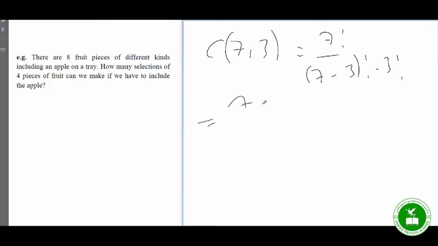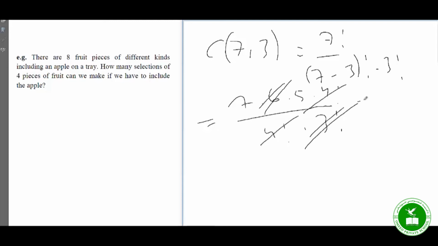So again, combination of 3 from 7 is equal to 7 factorial over 7 minus 3 factorial times 3 factorial, which is equal to 7 times 6 times 5 times 4 factorial over 4 factorial times 3 factorial. 4 factorial cancels, and 3 factorial is equal to 6. So 7 times 5 is 35. How many different choices do we have to select 4 pieces of fruit, one of which is the apple, from these 8 different fruits? There are 35 different choices.